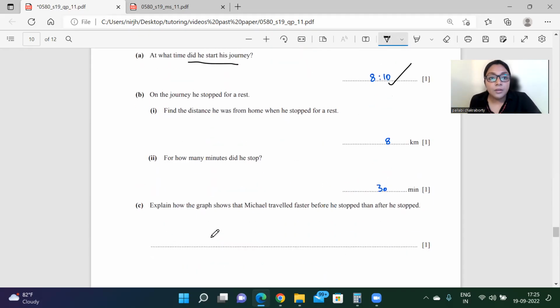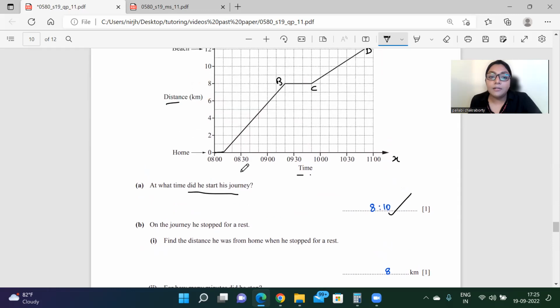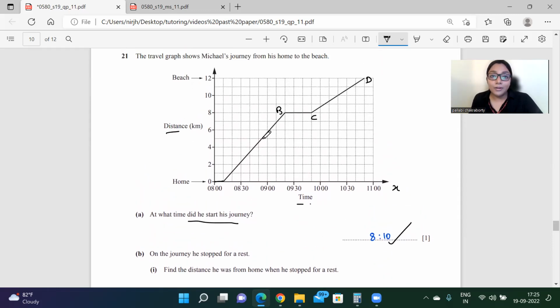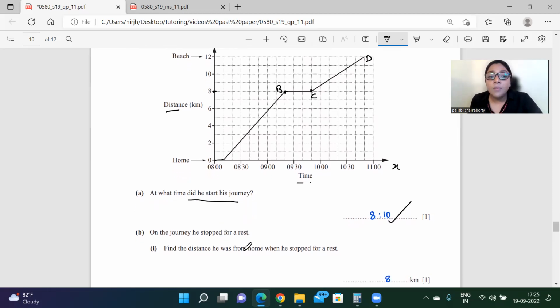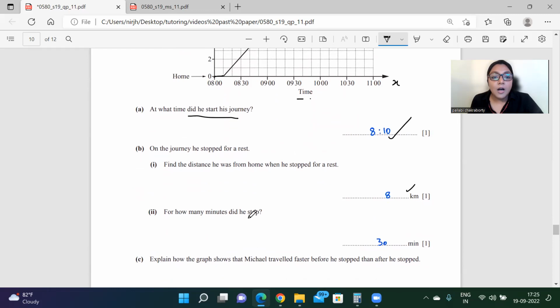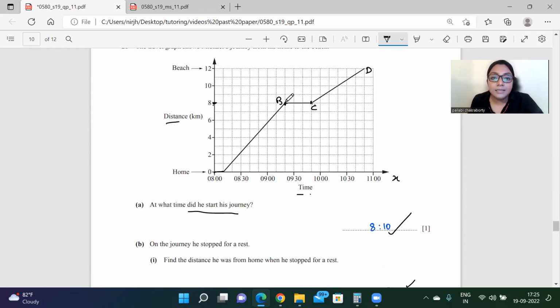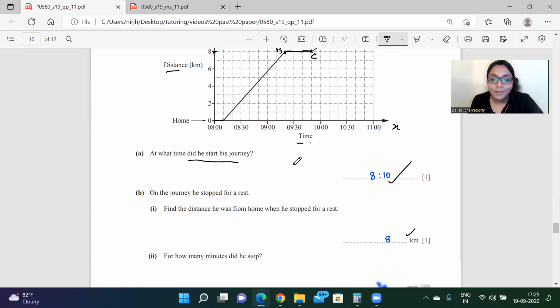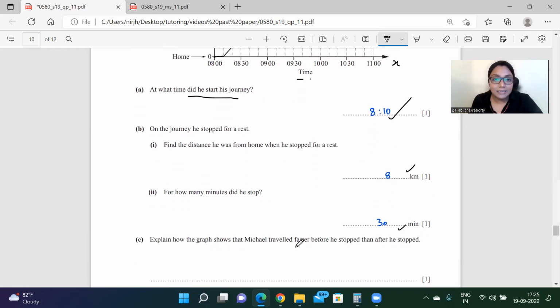That is when he started. Moving on the journey, he stopped for a rest. So when did he stop for rest? When the distance was not going up anymore. The only place is B to C. If you see, the distance is 8 and it stays 8 all throughout, right? BC, the time is going on, but distance is 8. So that means find the distance he was from home when he stopped for a rest. That distance is 0 to 8 or 8 kilometers. How many minutes did he stop? It is 10, 10, 10. So it is 30 minutes for which he stopped.